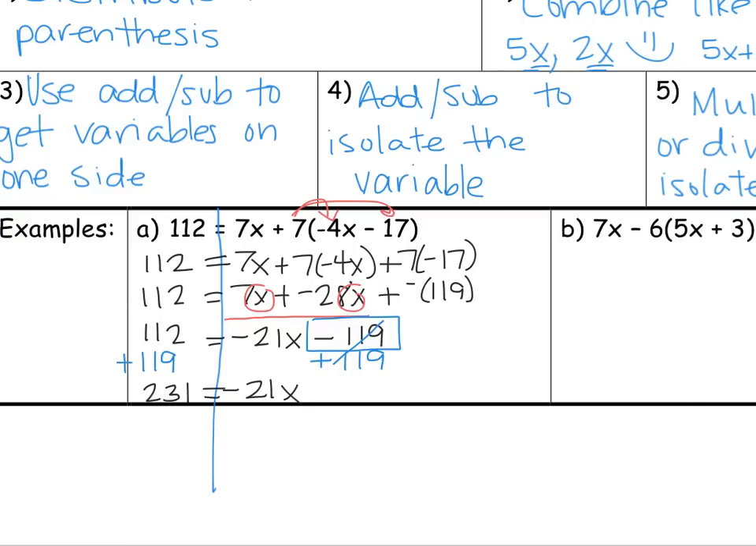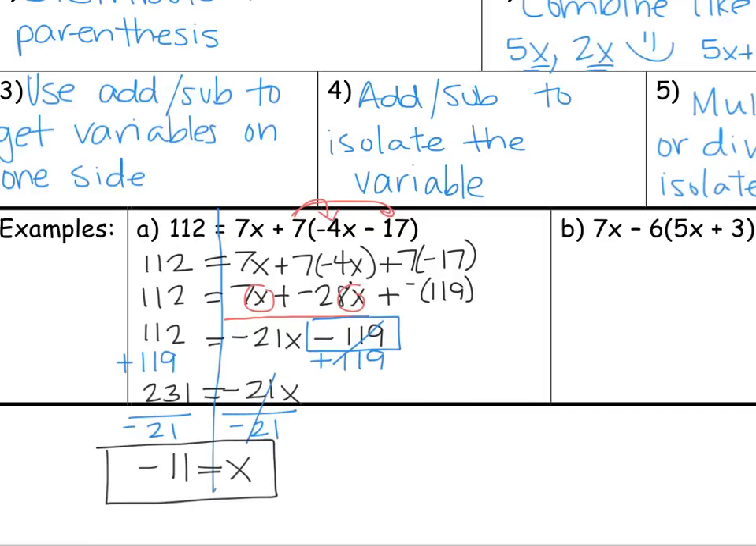So I still need to get x by itself, so we're going to divide each side by a negative 21. These are going to cancel out to 1. 231 divided by negative 21 is negative 11. And 1x can be written as just x. So there's our answer. And how can you check to see if your answer is correct? Plug it back in the equation.